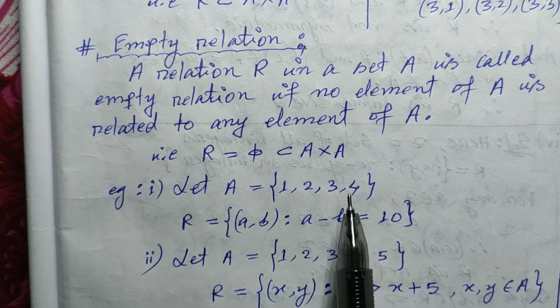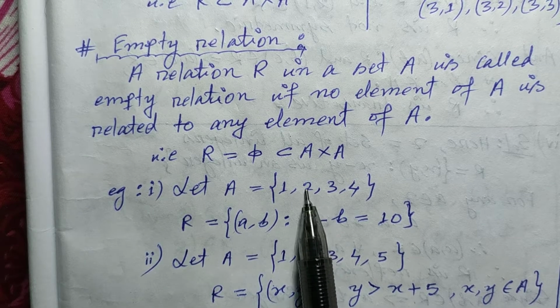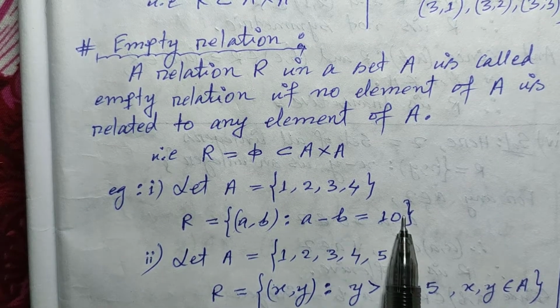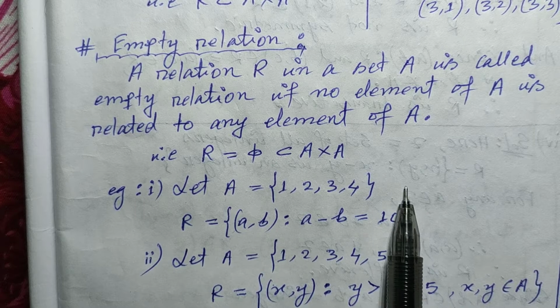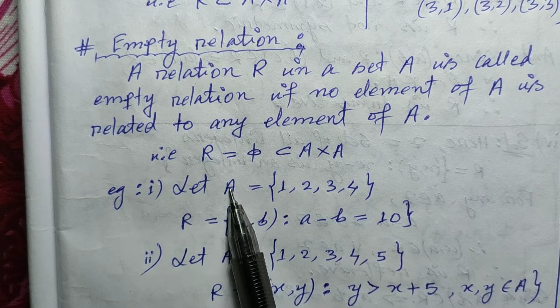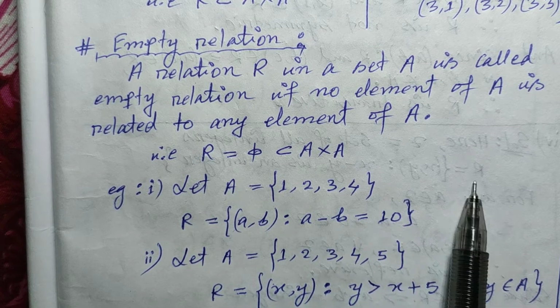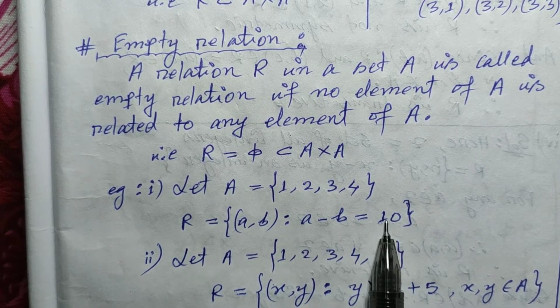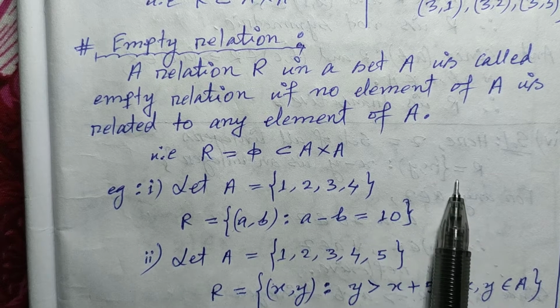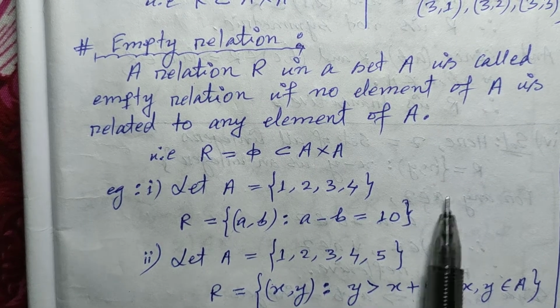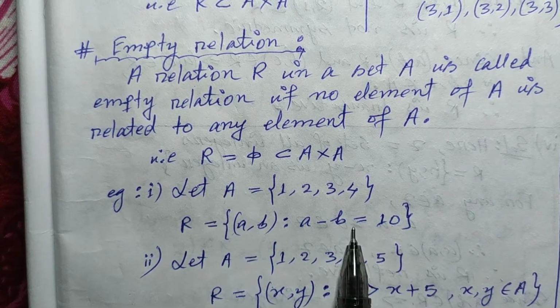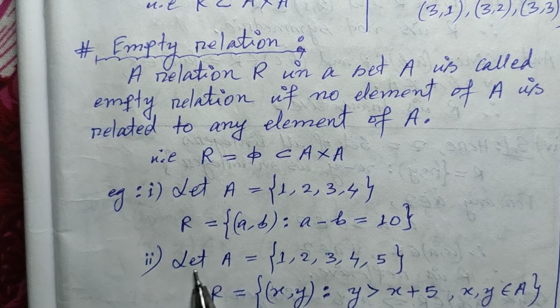That means if we take 2 minus 1, then we get 1, not 10. Then the ordered pair with difference 10 will not be found in A cross A. If we find A cross A, such ordered pairs will not be found. That is why this is the empty relation. I hope you understand. And let us take another example.